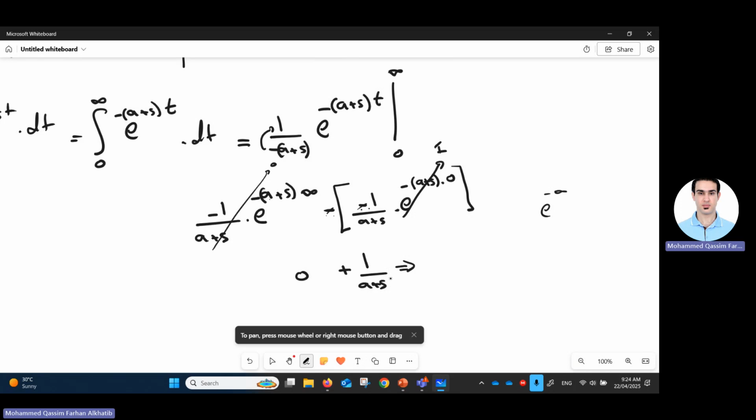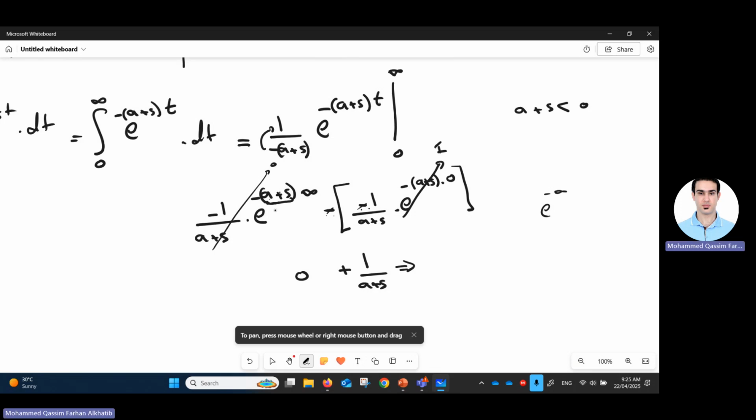However, we have to consider one thing. Now we assume that the value of a plus s is what? Positive. Why did we assume it's positive? So we have a positive number times negative infinity, so that's negative infinity. However, if a plus s was less than 0, let's make that assumption, will I get a value there? So if it was less than 0, so this is a negative number. Negative by negative, so that's positive. So it's going to be e to the power infinity. So in this case, the integration does not exist.